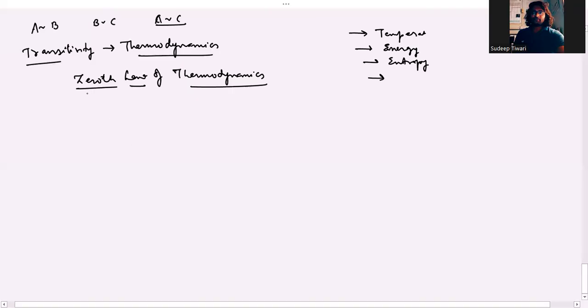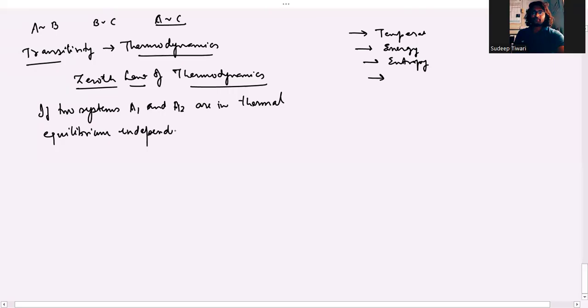So what does the zeroth law of thermodynamics state? It is, as I told you, if A is related to B, B is related to C, then A is related to C. If you keep this in mind, this is a kind of law. So basically, if two systems, A1 and A2, are in thermal equilibrium independently with the third system, A3, then A1 and A2 are also in thermal equilibrium.